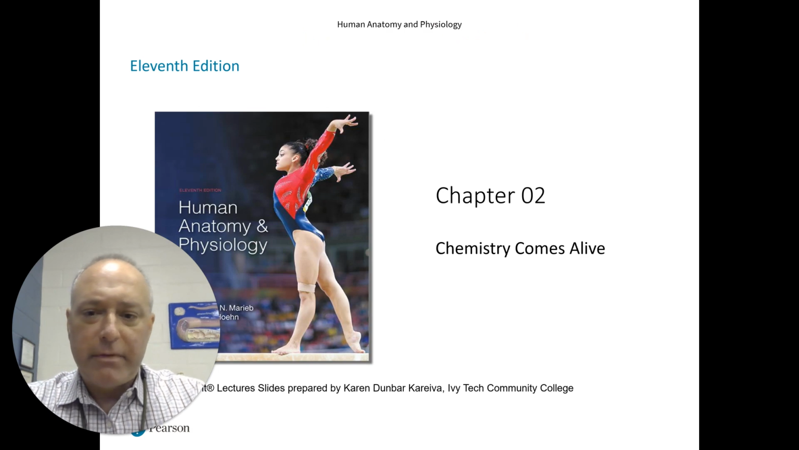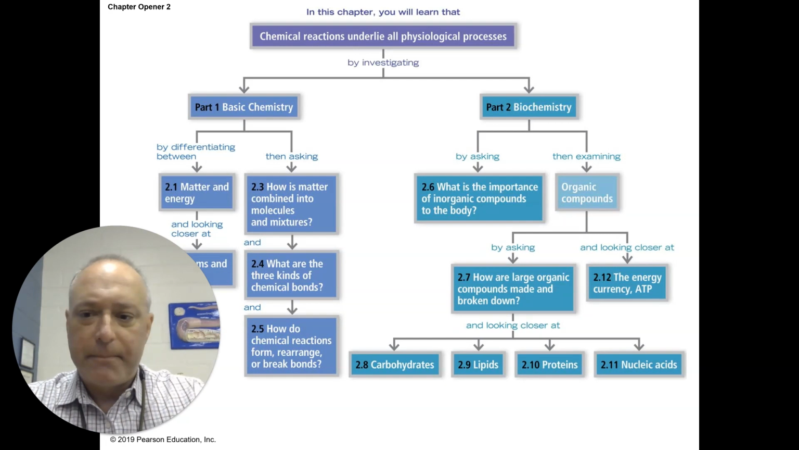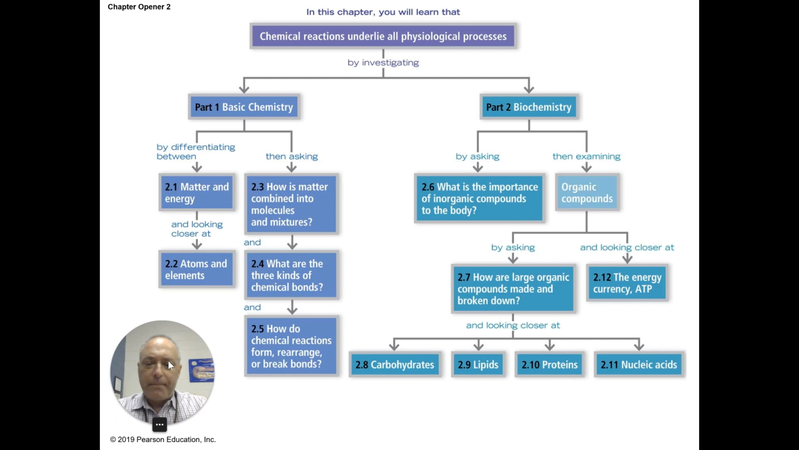Okay, so Chapter 2, Chemistry Comes Alive. Let's go through this. A lot of information. The aims in this chapter are to learn the basic chemistry and biochemistry of cells, and we're going to learn about matter and atoms, mixtures and chemical bonds, organic and inorganic compounds, and looks like we're looking at proteins and carbohydrates and lipids and nucleic acids.